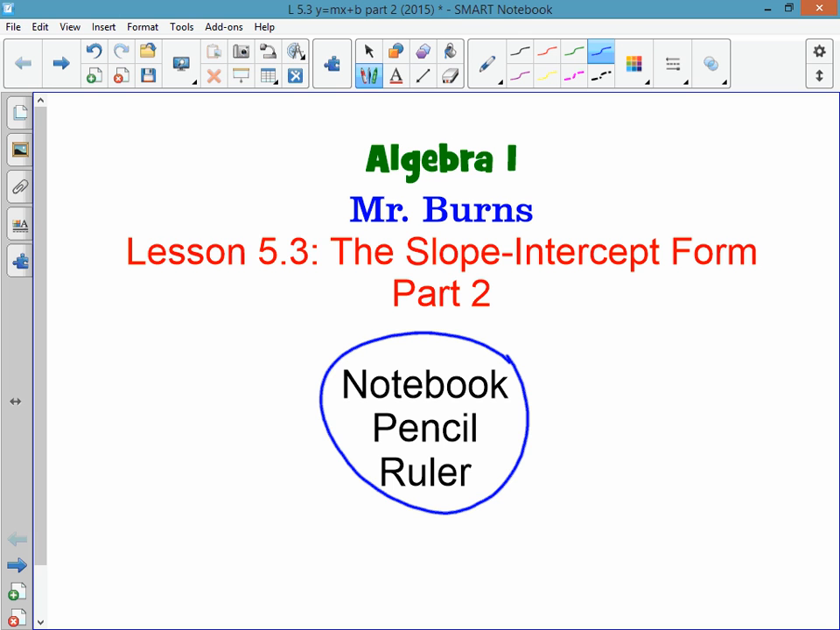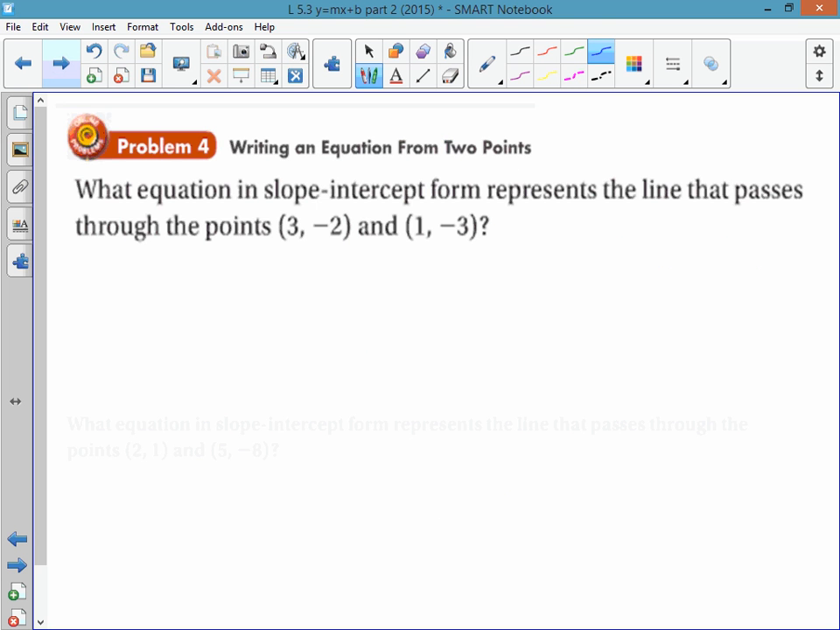I took the time to split this lesson into 2 parts because the problems I'm going to show you today are kind of complicated and there are a lot of steps. So I want to just focus on 2 types of problems. And here's the first type. So in your notebook, you can write down problem 4 and go ahead and copy these 2 sets of coordinates.